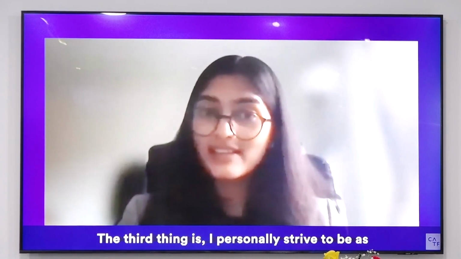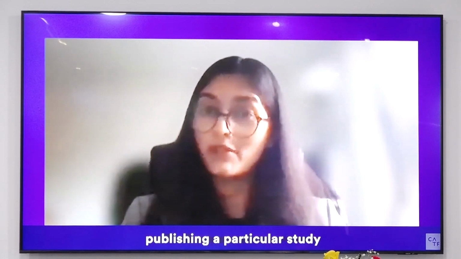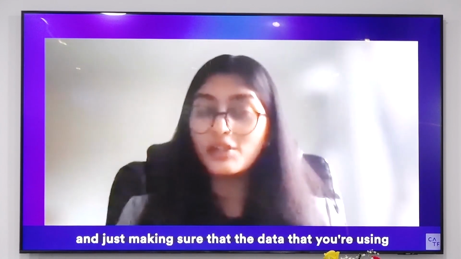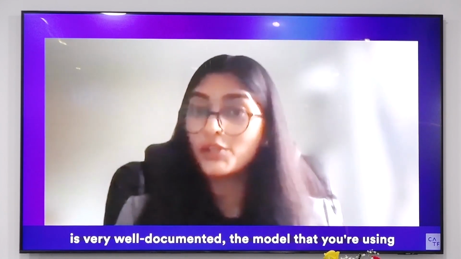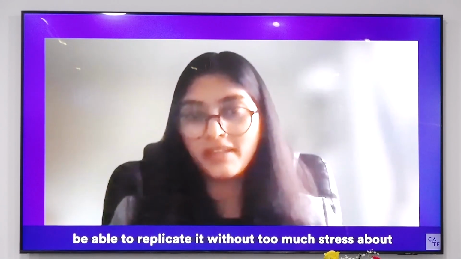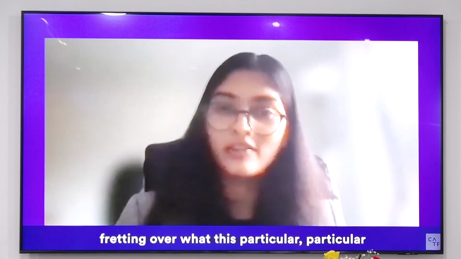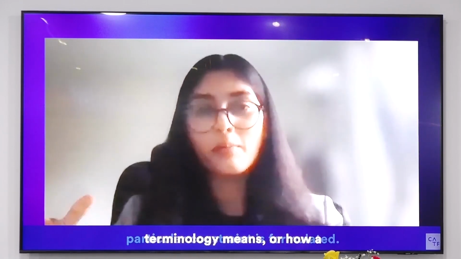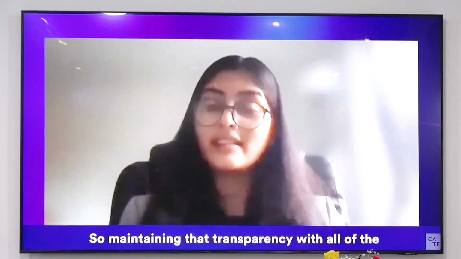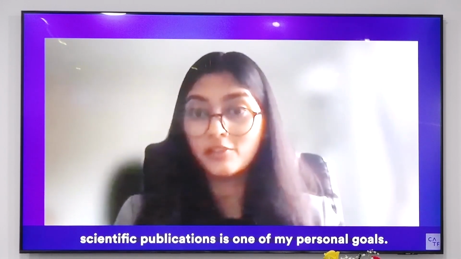The third thing is, I personally strive to be as transparent as we can be when publishing a particular study, and just making sure that the data that you're using is very well documented. The model that you're using is well documented. If somebody wants to replicate it, they should be able to replicate it without too much stress about fretting over what this particular terminology means, or how a particular constraint is formulated. So maintaining that transparency with all of the scientific publications is one of my personal goals.